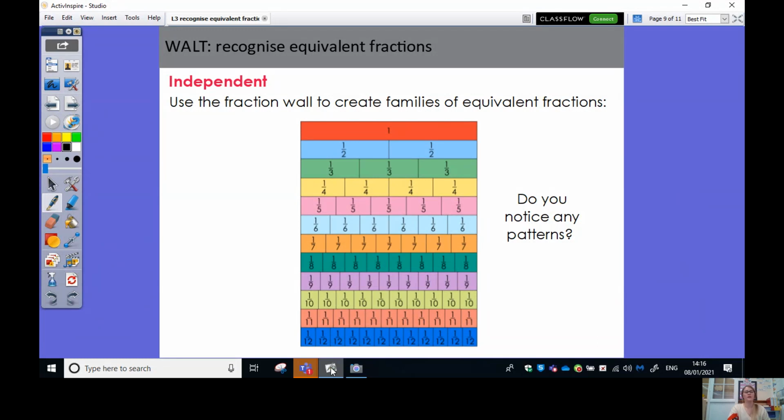Okay, hopefully you've managed to have a go at that. Now, I want you to think, did you notice any patterns while you were doing this? And if you didn't have time to think about that, then you can pause the video and have another think. I just want you to have a look at the families and think, is there anything about the way the numbers are in order? Or do you notice anything about the times tables that those numbers are in? What patterns do you notice?